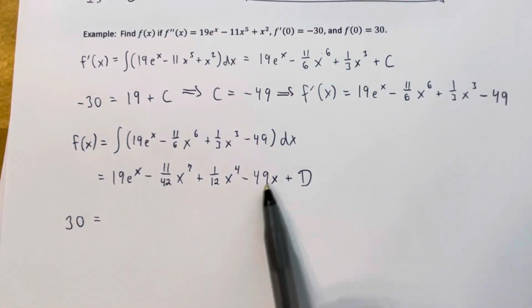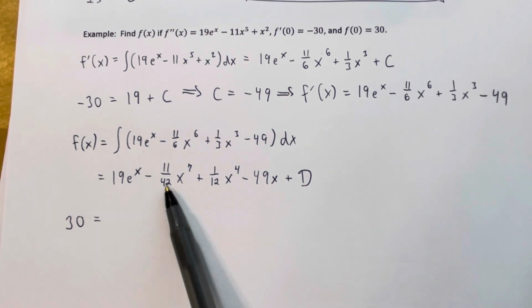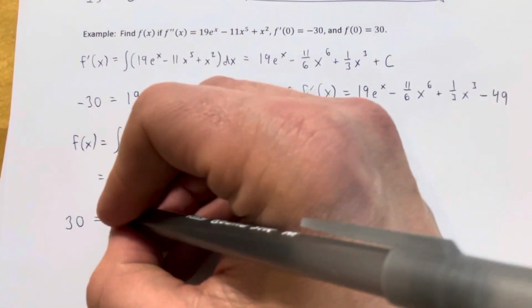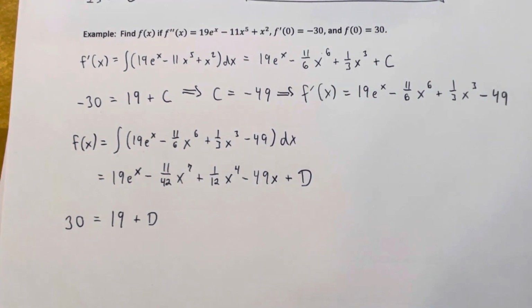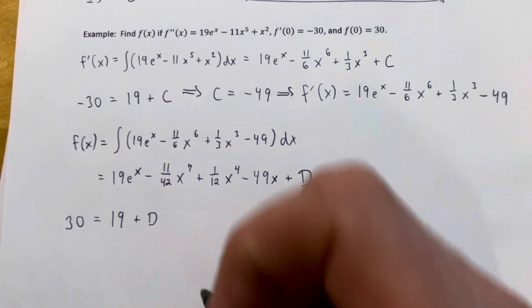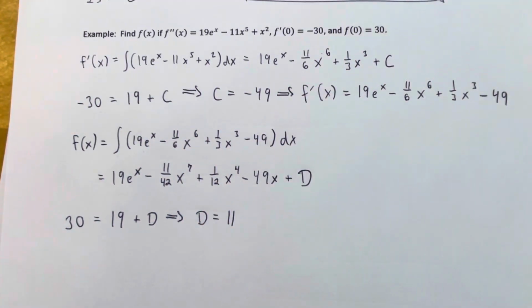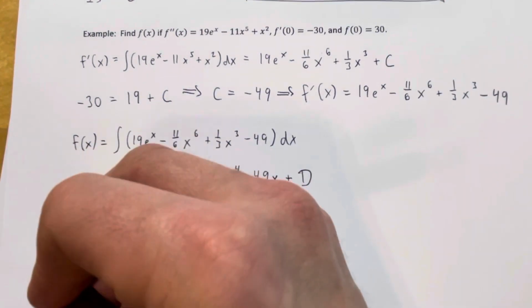Plugging a 0 into this is going to cause all three of these middle terms to go to 0, which hopefully is easy to see. This, once again, will just become 19. So the whole thing reduces down to 19 plus d. Okay? It's fairly straightforward. And now at this point, I would subtract 19 from both sides, which tells me that d is equal to 11. So that is going to get plugged back into this d right here.